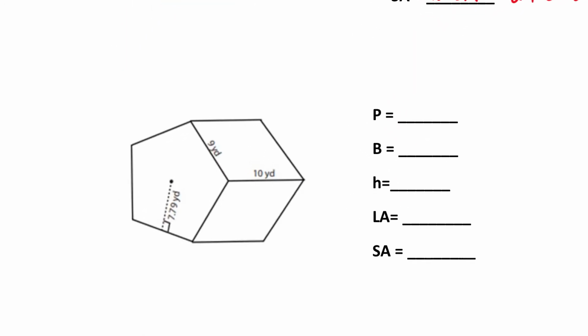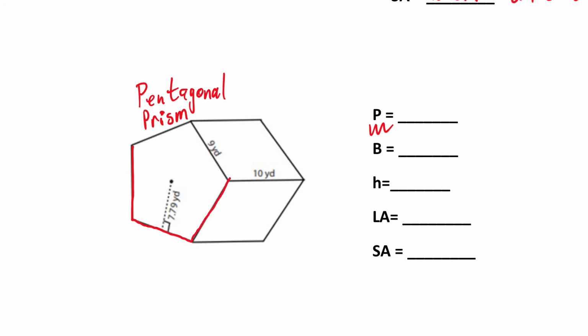Okay, on this last one, what shape, what's the 3D figure here? What is this? Good. This is a pentagonal prism. So the pentagon is the base. Pentagons are the bases. So when I'm looking for P, the perimeter of the base, I'm looking for the perimeter of this pentagon. And we're assuming this is a regular pentagon.